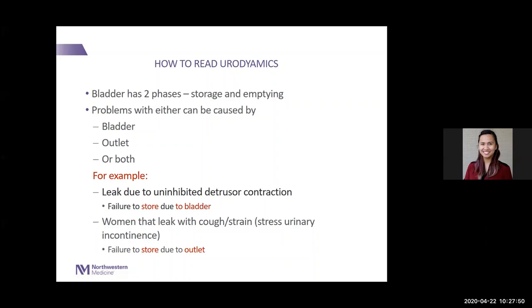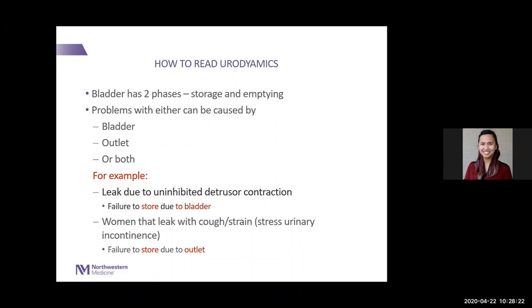The bladder has two phases, right? It has a storage phase and an emptying phase. And so you can have problems that can occur with either storage or emptying, and they can be caused by either the bladder or the outlet or both. So for example, you have a patient who has an uninhibited detrusor contraction and they leak. So what do they have? Well, they have a failure to store, right? At the end of the study, say they pee okay, so you don't have a failure to empty. And why are they not storing? Well, it's because their bladder is having uninhibited contractions.